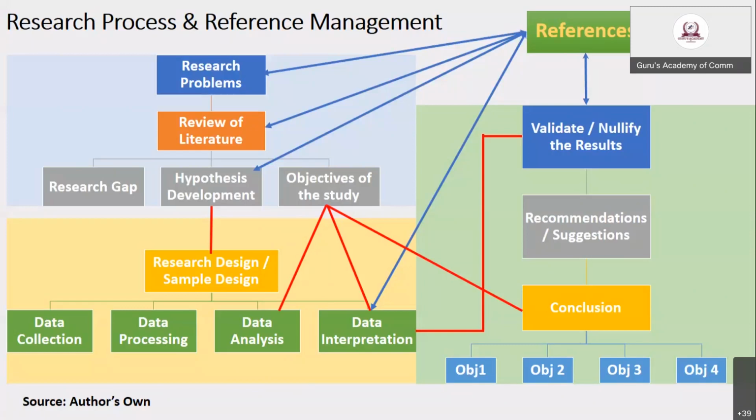And if you want to identify a research gap, you should be clear about your hypothesis development before going to analysis. At that hypothesis development stage, the references will help you. After making the objective, you go for research design, data collection, data processing and even data interpretation. At the interpretation stage, cross references will be given to you.